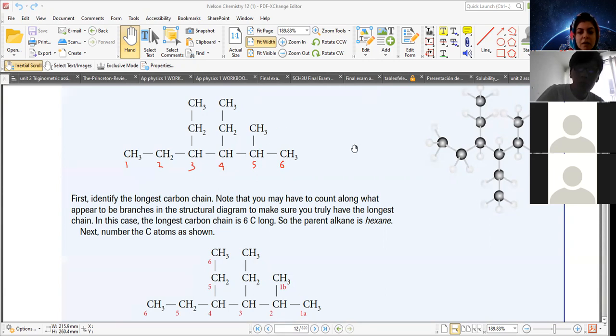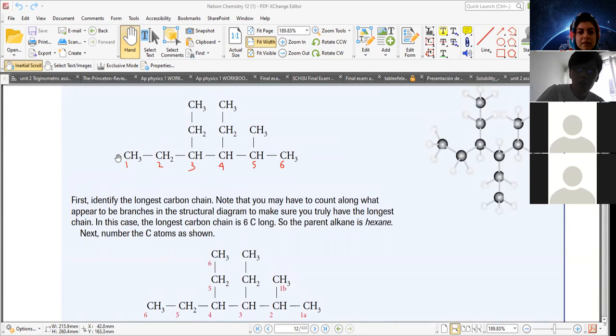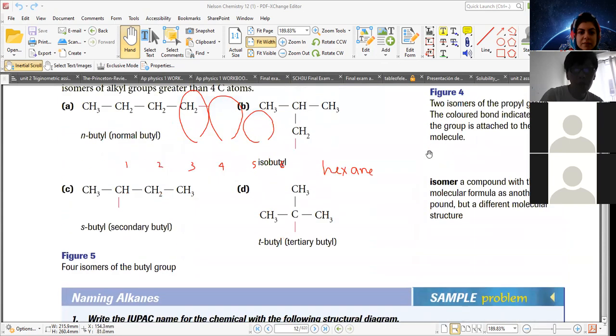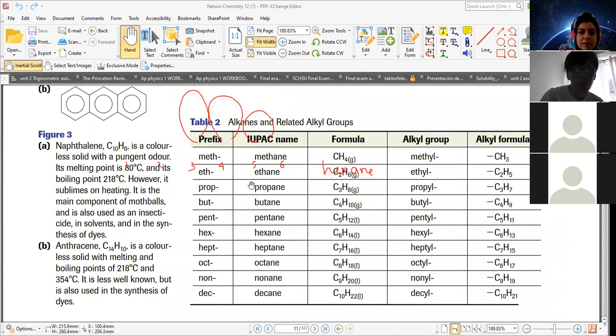Now, you know that you have branches, right? This is your branch, this is your branch, this is your branch. Your main chain is 6, which means hex. Since this is a single bond, you have to say it's an alkane, A-N-E, hexane. Now I need to put my branches before that. I have 2. If you go back, there's a 2 carbon branch there, right? 2 carbon is eth. 1 carbon is meth.